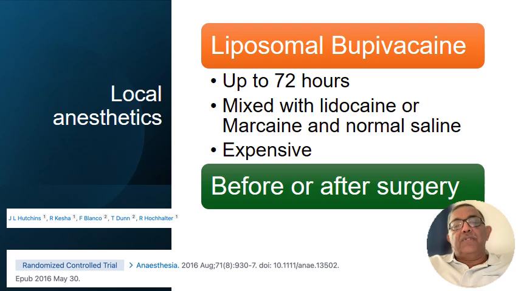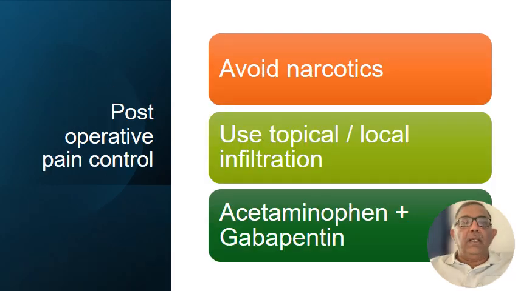Now, before or after surgery is the question. If you use it before surgery, it would not let the pain cycle initiate, and it provides a stable hemodynamic status during the surgery as well. So in general, avoid narcotics, use topical and local infiltration, and the systemic treatment should be with acetaminophen and gabapentin.